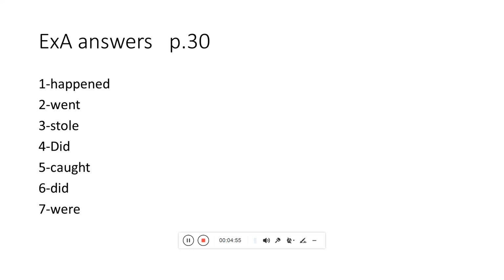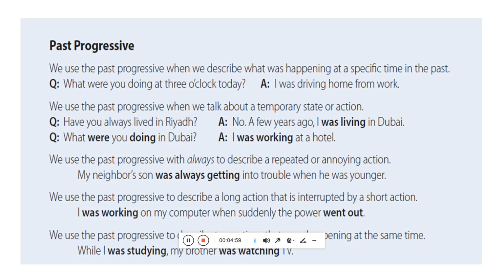Now let's shift to the past progressive. When we talk about the simple past, we say incidents that started and ended in the past. But in the case of the past progressive, we say that something was going on, an incident that was going on at a particular time in the past. Like at 7 p.m. yesterday, I was reading a book. My brothers were playing football. My sister was sleeping, and so on. So we use the past progressive when we describe what was happening at a specific time in the past.